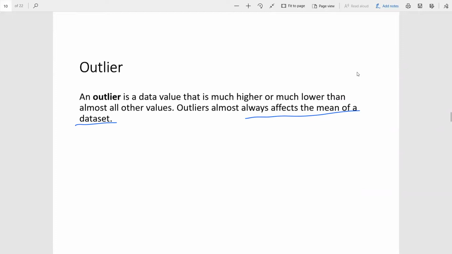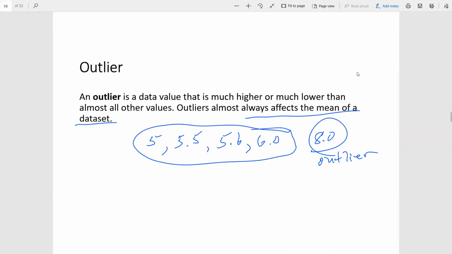For instance, suppose we had the heights of men, say, in town, and they were like 5, 5.5, 5.6, 6.0, and then you had someone, I'm not sure what the tallest person could be in the world, but maybe like an 8-foot person. This would be an outlier. All the others are close to maybe an average of 5.5. This is an outlier, and it can really affect the data.